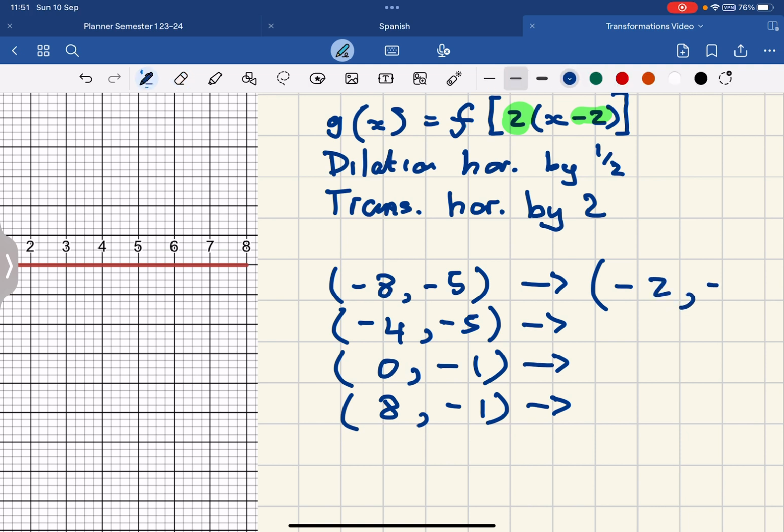The y coordinate, that doesn't change. So -4, times it by a half to get it to -2, add 2 goes to 0. Y coordinate doesn't change. 0 times by a half and it stays as 0. Then translate it by 2, so it goes to 2. -1 for y doesn't change. 8, dilate it horizontally by half, so it becomes 4. Add 2, 6, y doesn't change.